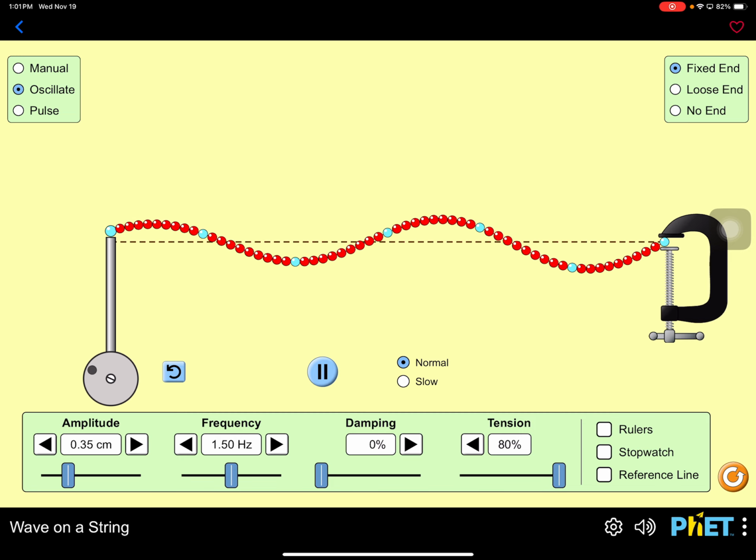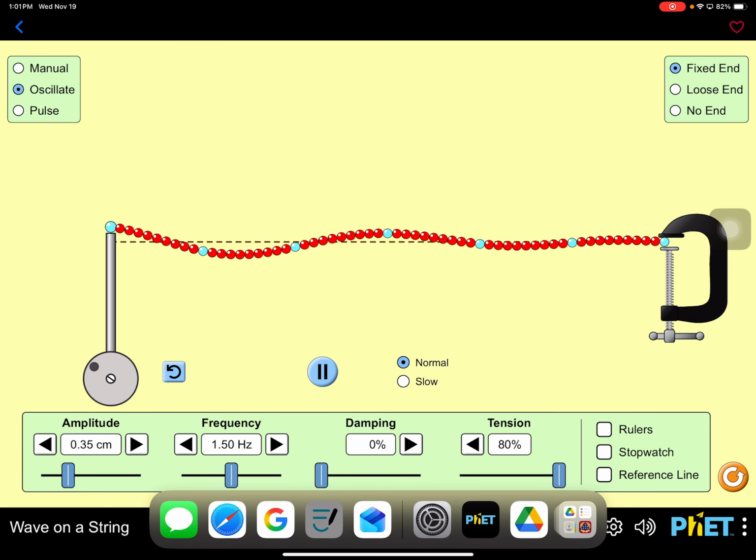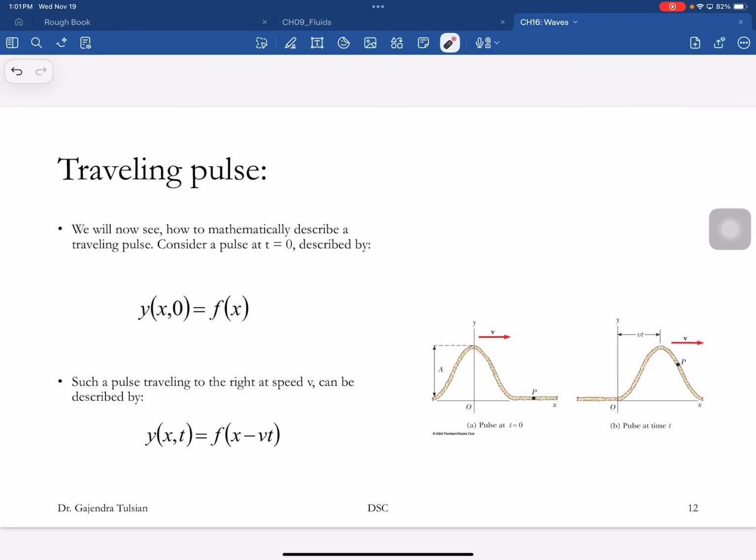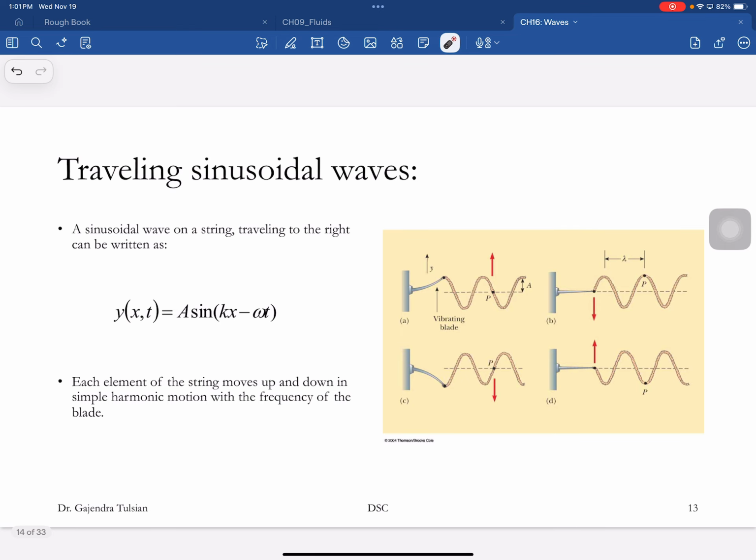What if I wanted a wave traveling to the left? Yes, it would be kx plus omega t. So there's your wave traveling to the right. K is called the wave number, omega is the angular frequency, and A is the amplitude.